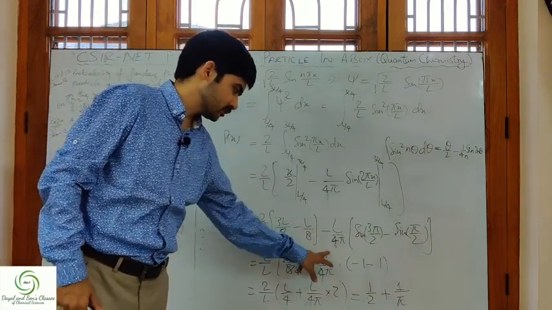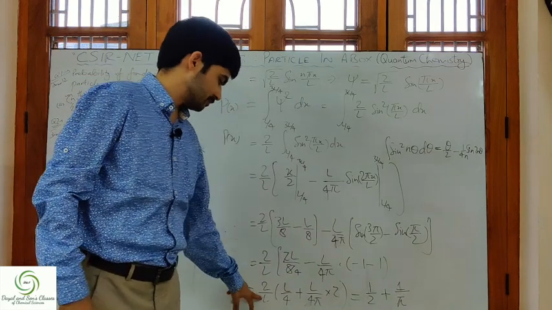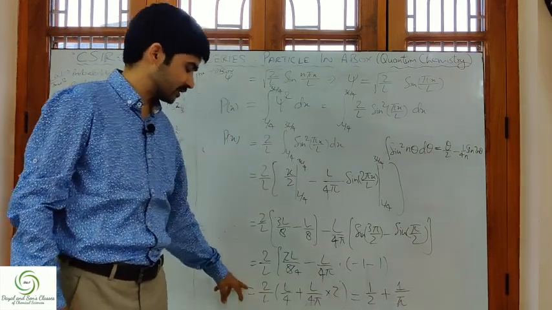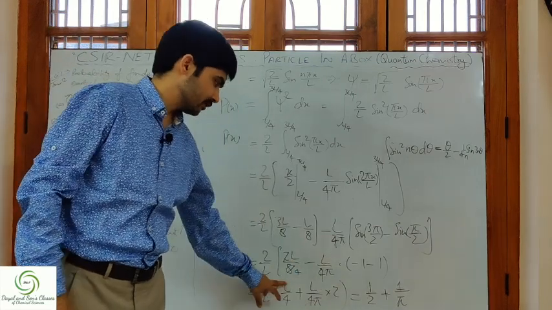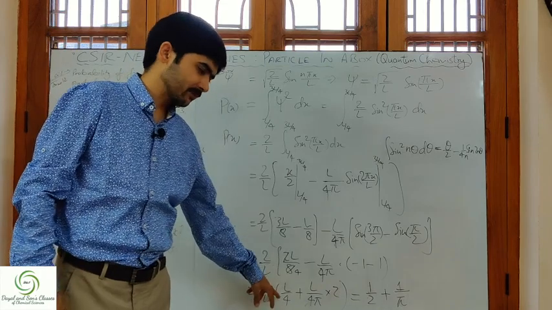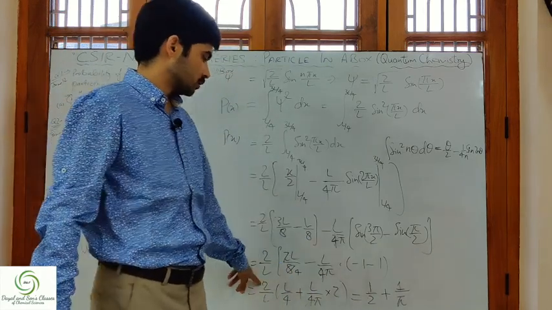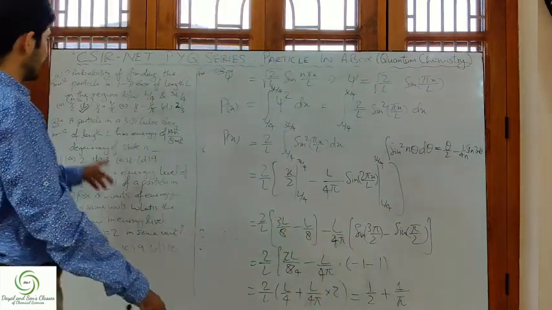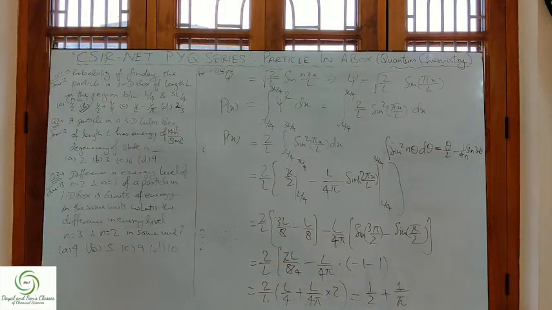Here we'll get 2L by 4 pi. When we multiply 2 by L inside both these terms, the L's get cancelled, and we will get 1 by 2 for this. 2 by L multiplied by L by 4 gives 1 by 2, and 2 by L multiplied by L by 2 pi will give 1 by pi. Therefore, the probability is 1 upon 2 plus 1 upon pi.